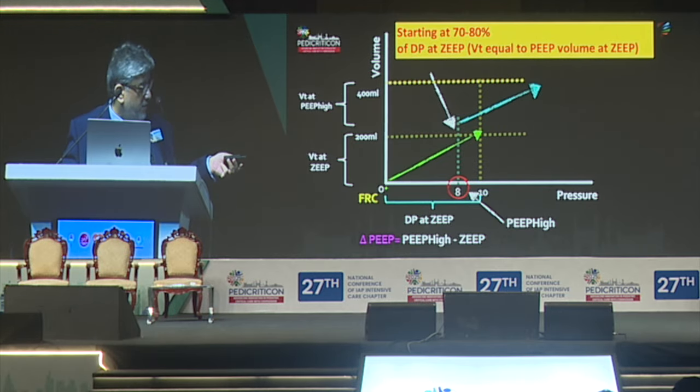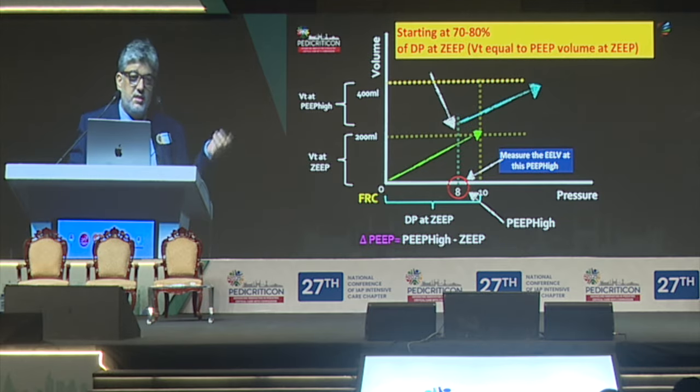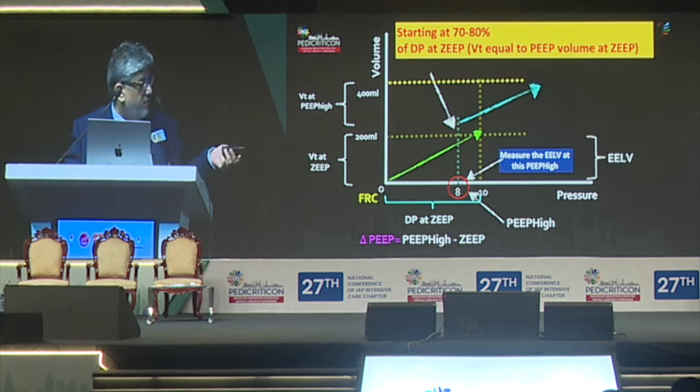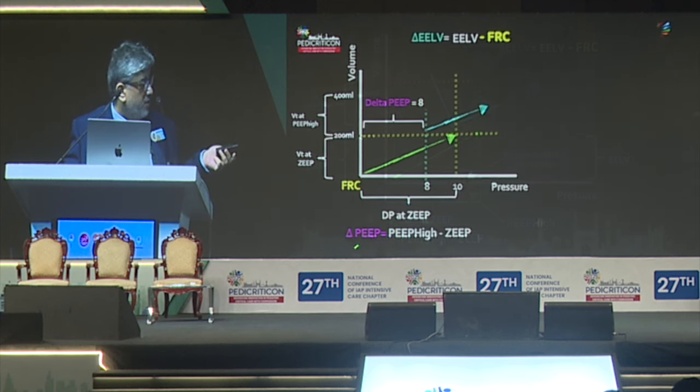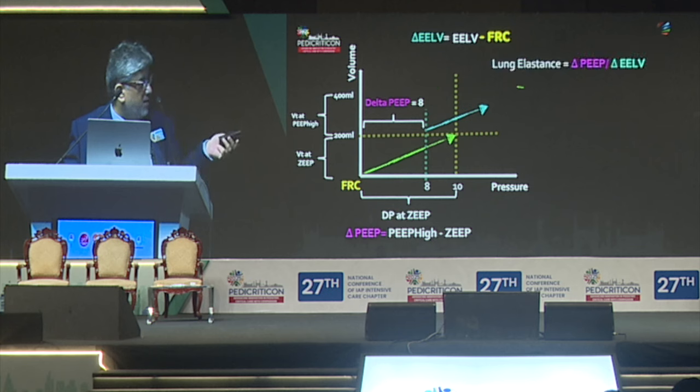And you can measure the FRC at 0, and you can measure the end expiratory lung volume at 8 by various techniques, as I said, by electrical impedance tomography or the nitrogen multiple wash-in wash-out technique or the helium dilution technique. And now you can measure the delta ELV as this ELV minus this FRC, and now you have a delta PEEP and a delta ELV, you can take the ratio and calculate lung elastance. Once you have lung elastance, the problem is solved. Lung-specific elastance is nothing but lung elastance multiplied by FRC.